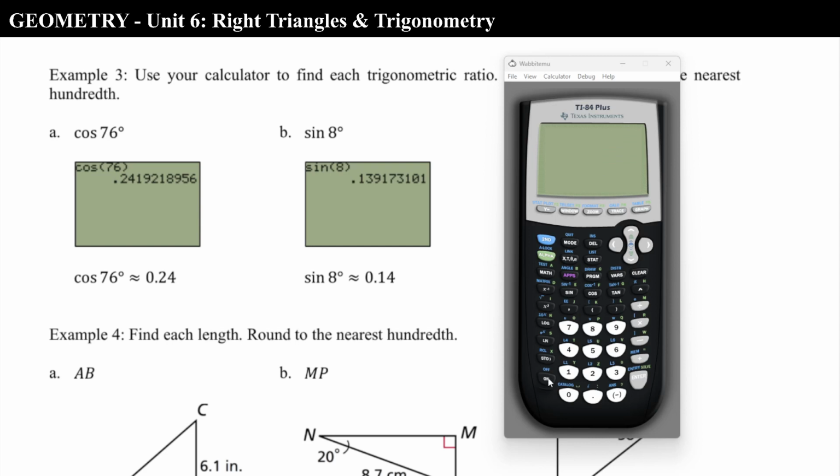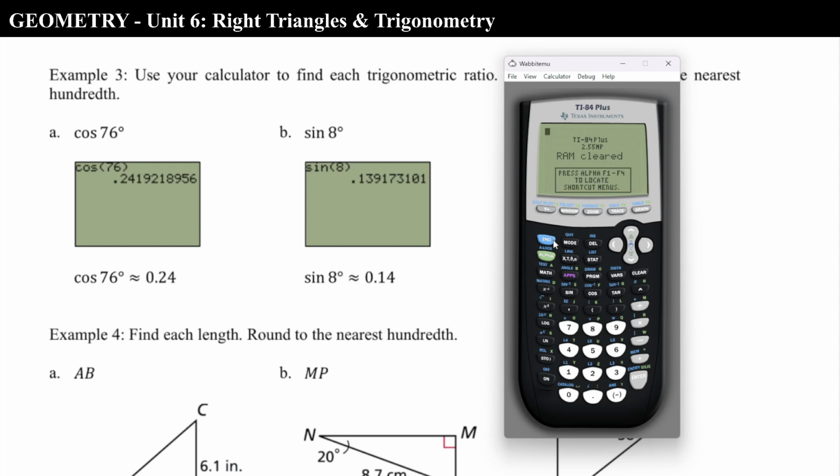So here's my TI-84. I'm going to power it on, and you'll notice it's been reset. The RAM has been cleared. So this is something that you're going to need to check every time, because the default mode for a TI-84 is not in degrees, but in radians. So we're going to have to change our mode.